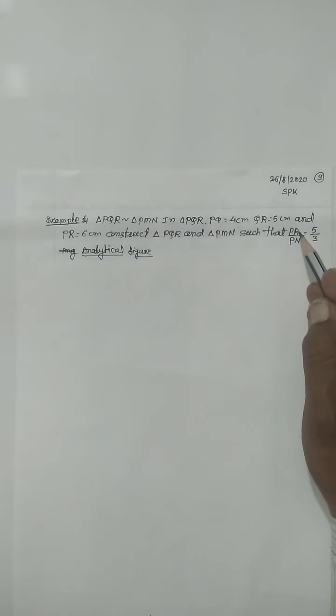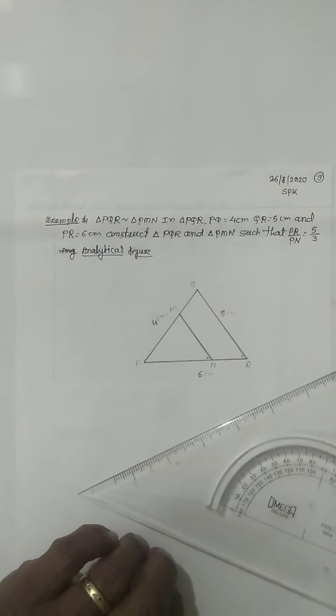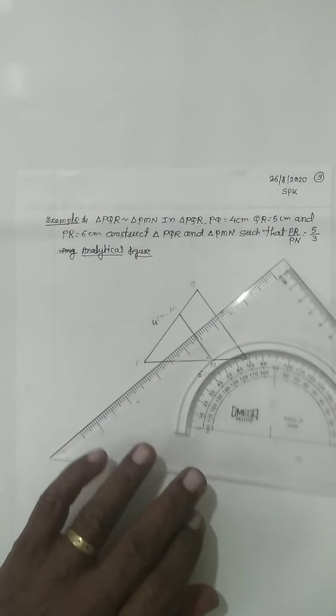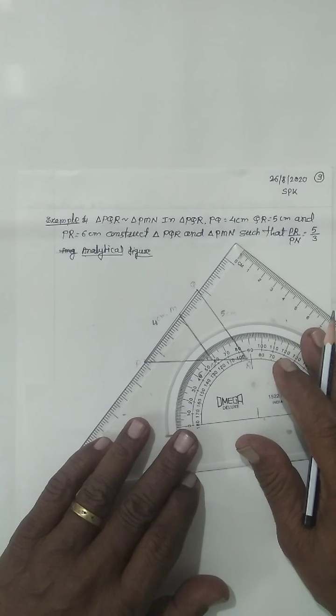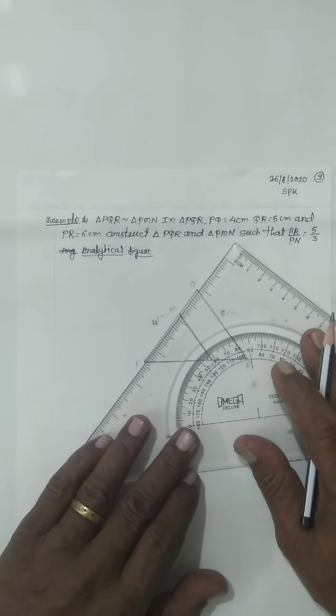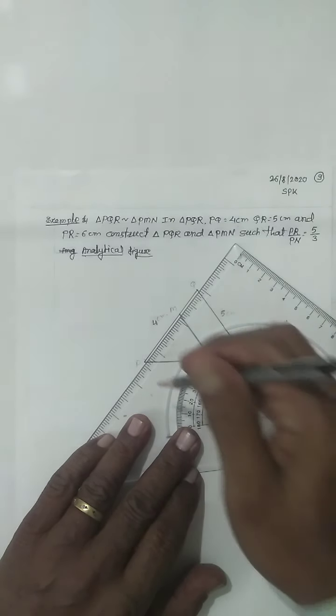Construct triangle PQR and triangle PMN such that the ratio of the sides of the triangles PR divided by PN is equal to 5/3. Now firstly draw the analytical figure. Now in this figure we draw the sides of the triangles PQR and PMN. The measurement of these sides is not the given length, that is not the actual length.